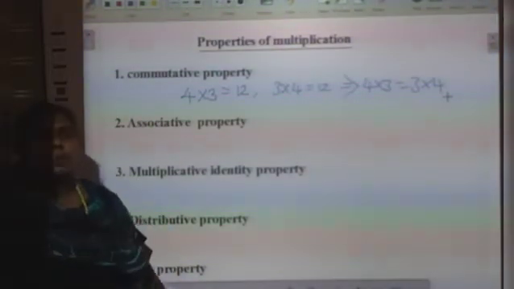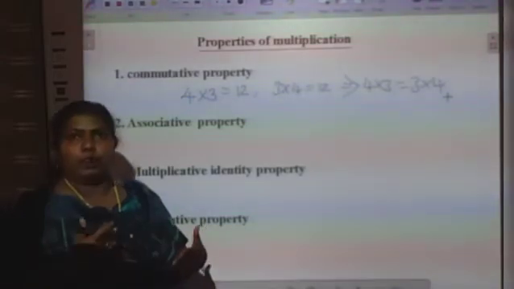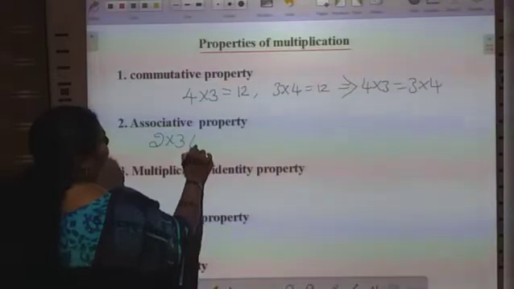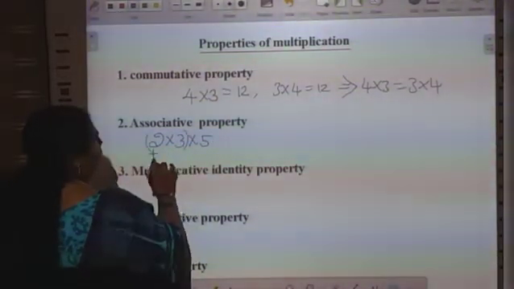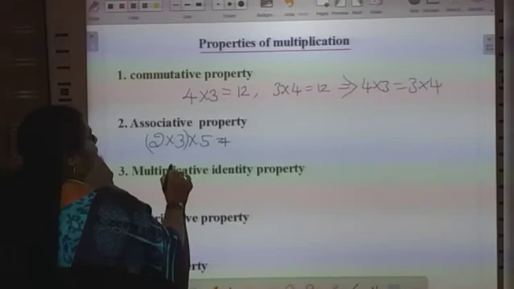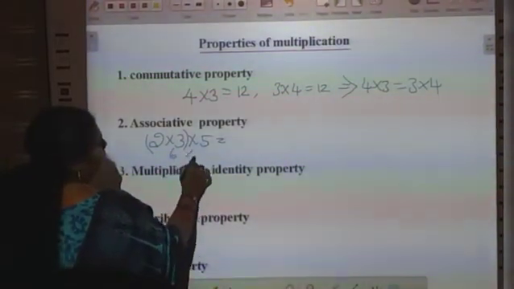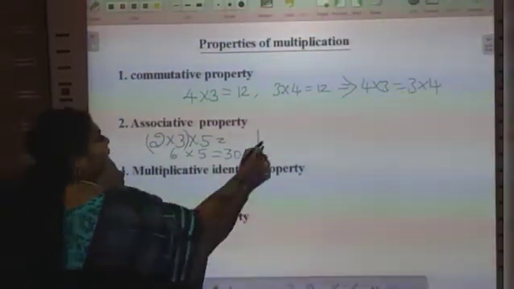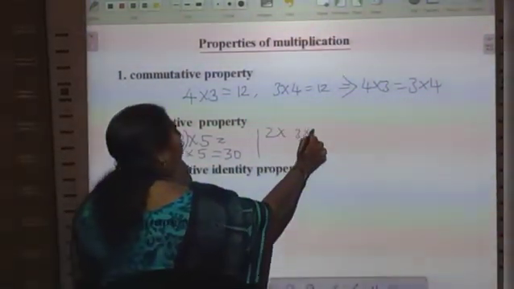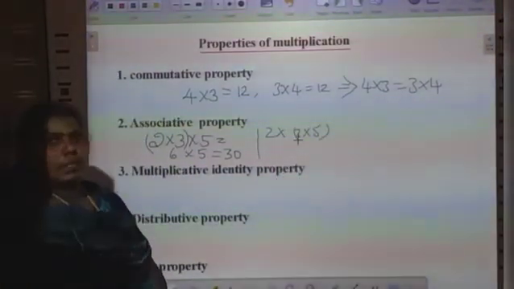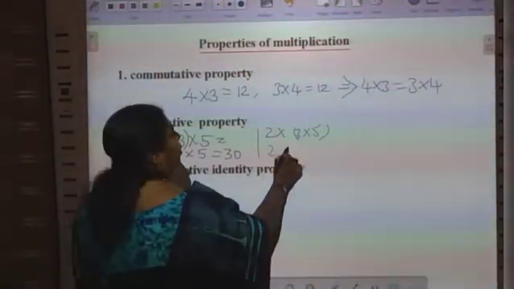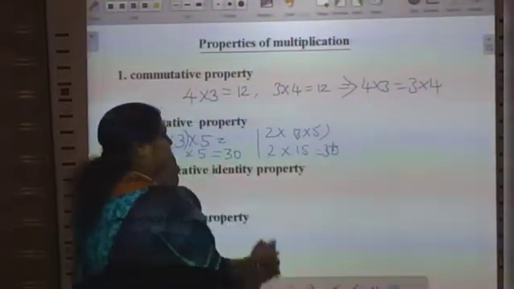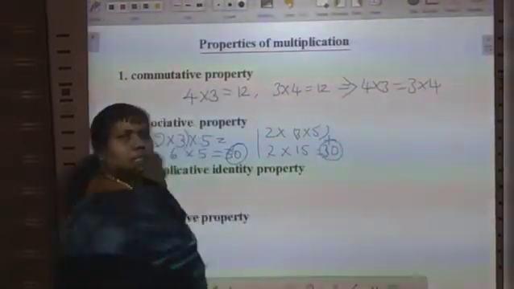Next, the associative property. Here you are taking more than 2 numbers. For example, 2 into 3 into 5. First I use the first 2 numbers: 2 times 3 is 6, then 6 times 5. 6 5s are 30. Now I change the grouping: 2 into 3 into 5, using the last 2 numbers. 3 into 5 is 15. Now 2 times 15 is 30.